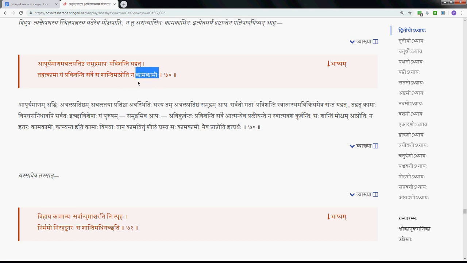And here vihaya kaman also. Kama kami shantim na apnoti in 70. What does that mean? Akama kami shantim apnoti, or kama akami. One who does not desire attains shanti. What is the meaning? Vihaya kama. What is the contradiction? Same meaning.